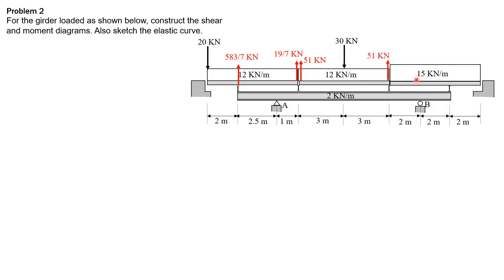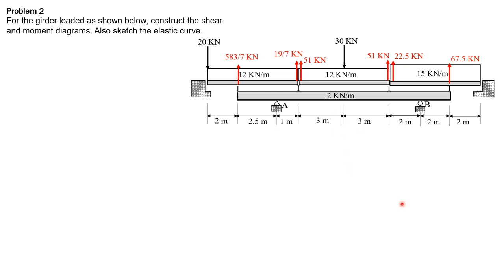And finally, in this portion of the floor here, just to the right, reaction times 4 equals 15 times 6 times 1. So 15 times 6 times 1 divided by 4 is 22.5. So just to the right is 22.5 upward. And just to the left, we sum up moment about this point here. Reaction times 4 equals 15 times 6 times 3. So 15 times 6 times 3, then divided by 4 is equal to 67.5 upward.